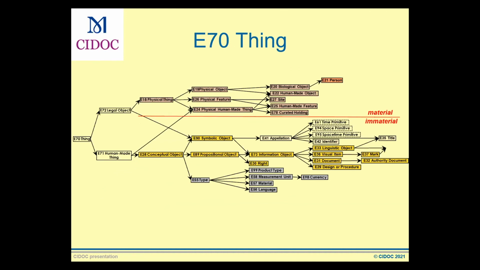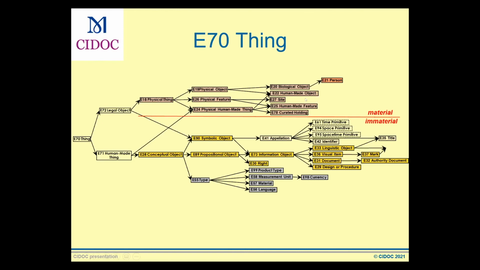And so things can be physical or material. It's the piece that sits above the physical world and the immaterial world, so that we can talk about both in a single concept, a single class.